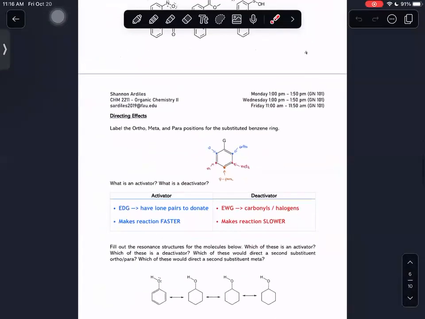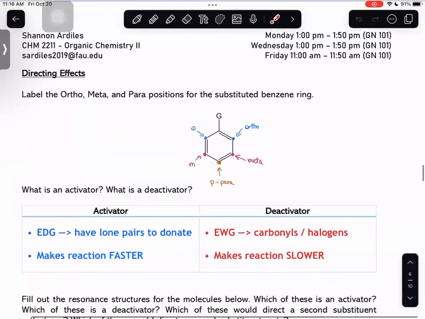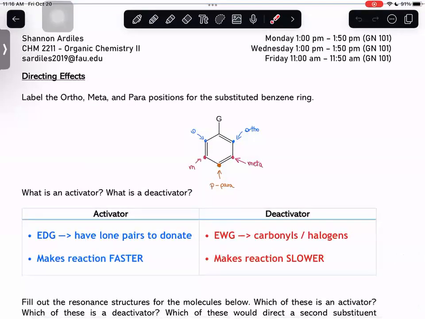Before we go over that, let's talk about our directors. So we have two main types. We have activators and deactivators. What you have to know is that activators are always speeding up the reaction. They're making it happen a lot faster. So they're going to be your electron donating groups, okay, from chapter 13. Now your deactivators are the complete opposite. They're electron withdrawing groups and they're going to slow down the reaction, okay? You can pretty much figure it out by the name, like activator, it activates a reaction. Deactivator, it just slows down the reaction.